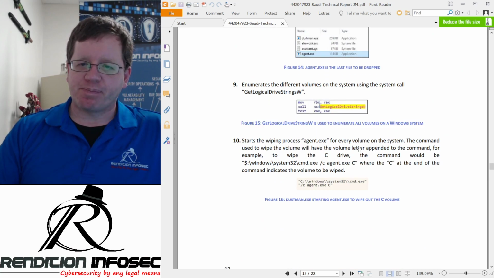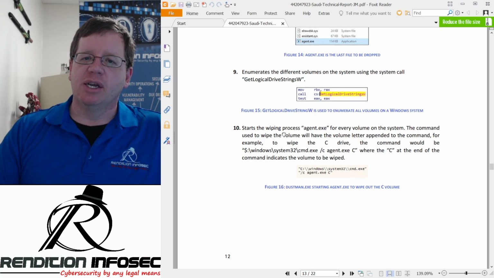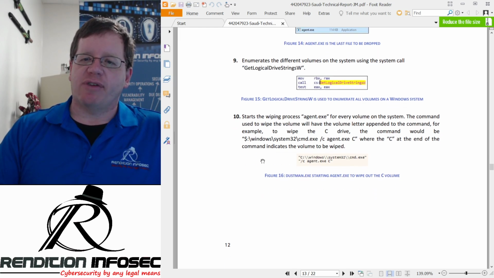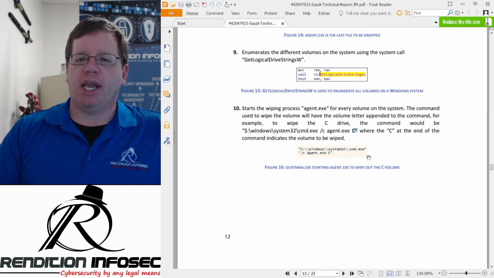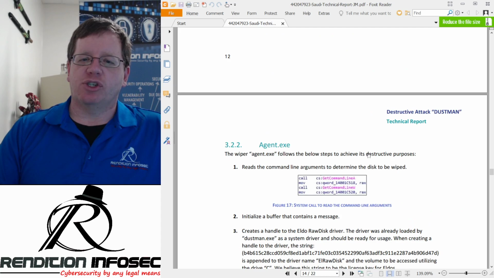I'm not going to cover every bit of this because it doesn't really matter at the end of the day. Ultimately here, one of the things worth noting is that for every logical volume on the system, agent.exe is being run, and they point it to a volume name for each volume that should be wiped, right?